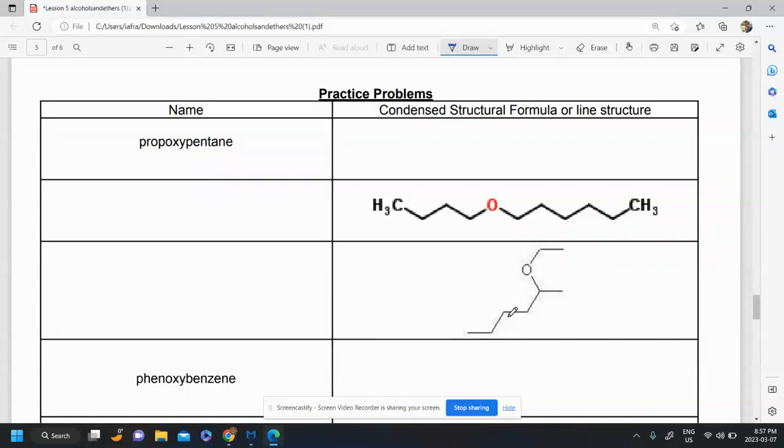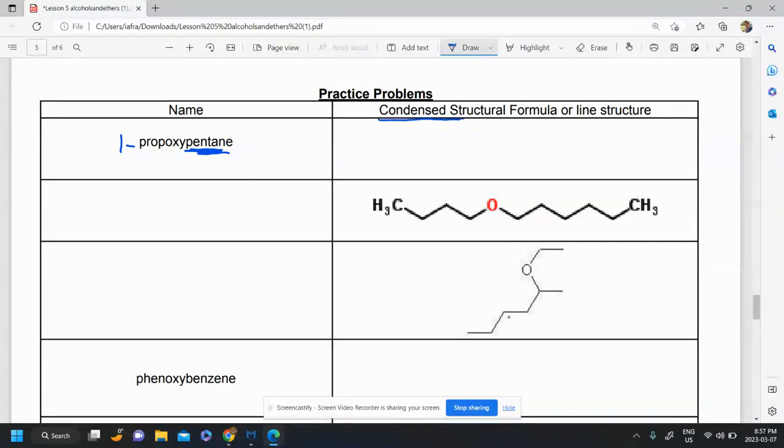All right, in this video, we're going to do some more practice problems with some ethers. So here we have propoxypentane. Our parent chain is pentane. This is really 1-propoxypentane. It's just not written out, it's implied. So you just start a parent chain.